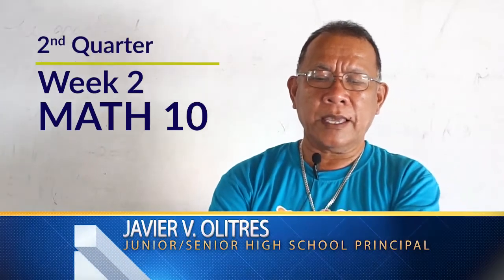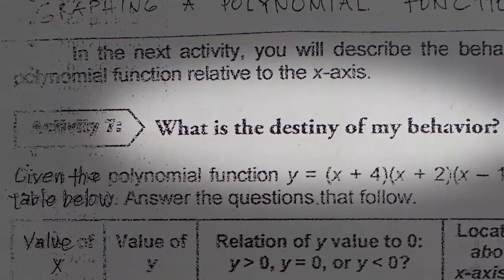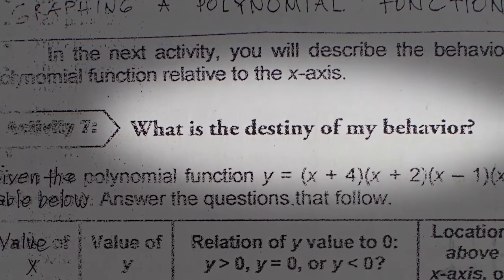Our topic in MATH G10, second quarter, week 2, is graphing a polynomial function. So we have here the question: what is the destiny of my behavior?